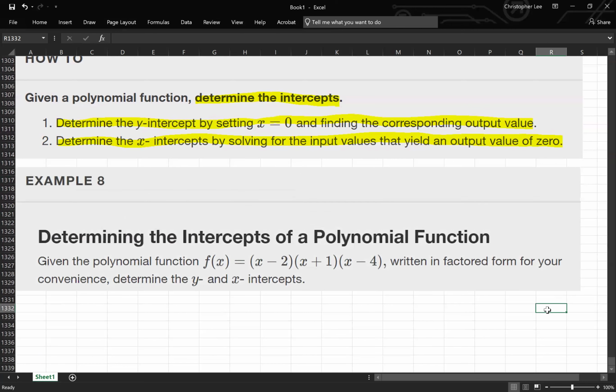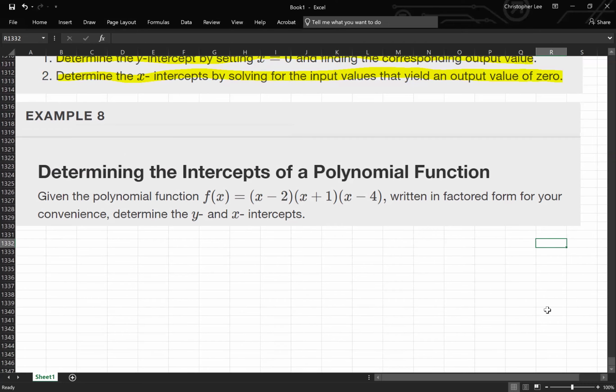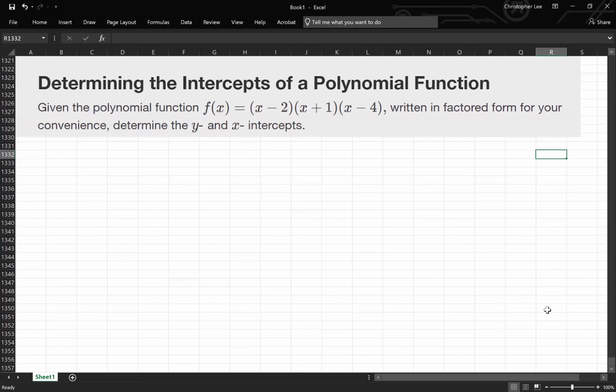So let's look at this. Determining the intercepts of a polynomial function. Given the polynomial function f of x is equal to (x minus 2)(x plus 1)(x minus 4), written in factored form for your convenience, determine the y- and the x-intercepts. Oh, shoot. It's going to be nice right here.